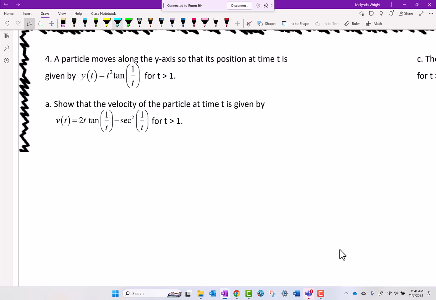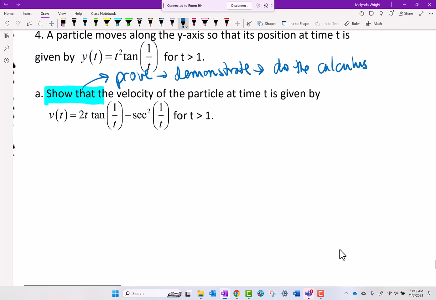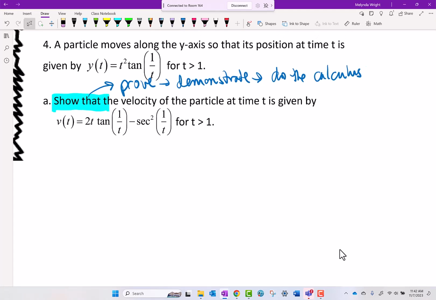Show that. So we know what that means, right? We've encountered that before. That means basically prove or demonstrate. So we've got to do the math, right? Demonstrate, do the calculus. That's what it wants us to do. It basically wants us to go from this to this. Okay, well, we can do that.